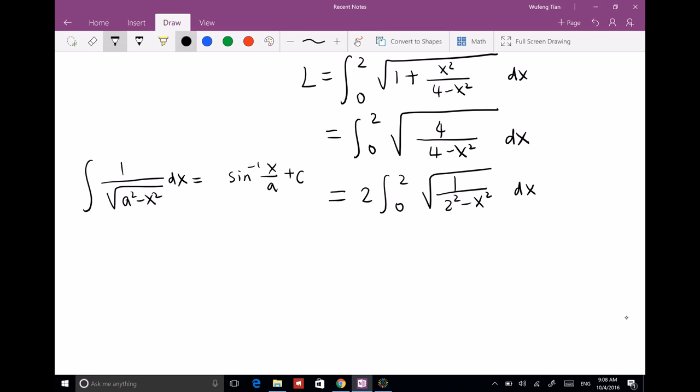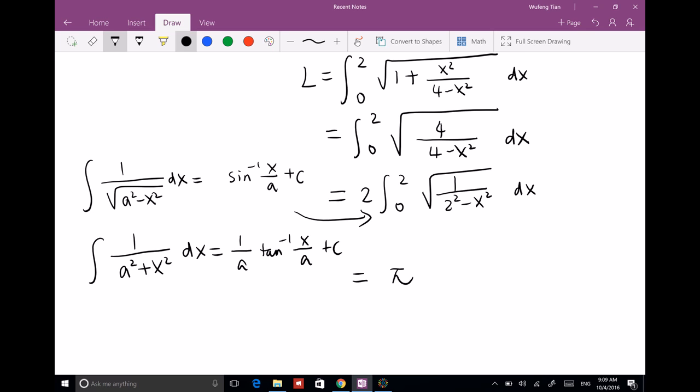I would also like to ask if anyone remembers this one, which we use a lot: 1 over a squared plus x squared. If you answer, you have to press the button. 1 over a arctangent. What is tangent inverse again? x over a. Very good. So here we can just apply the formula directly, and then we finish that. We find the length, which is pi in the end.